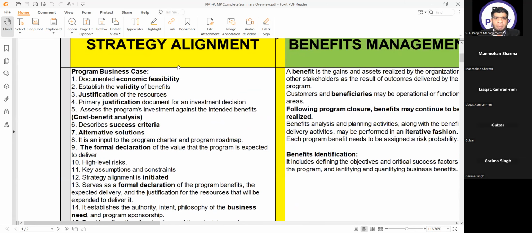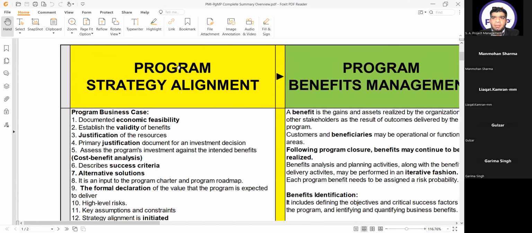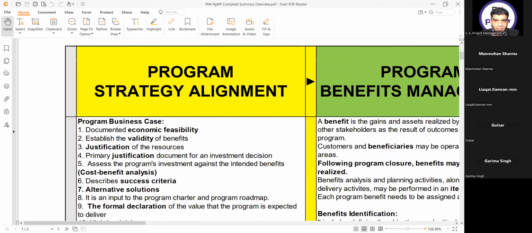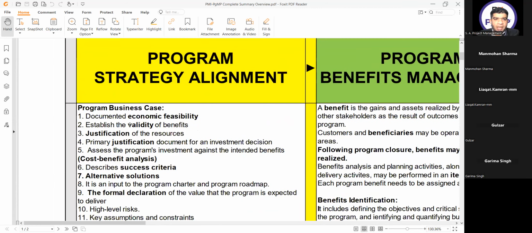So in the program strategy alignment, keep in mind that we are getting important documents here. Number 1 is program business case, then program charter, program roadmap, and also program management plan. This only you have to keep in mind. So for the program business case, number 1 keyword, documented economic feasibility.